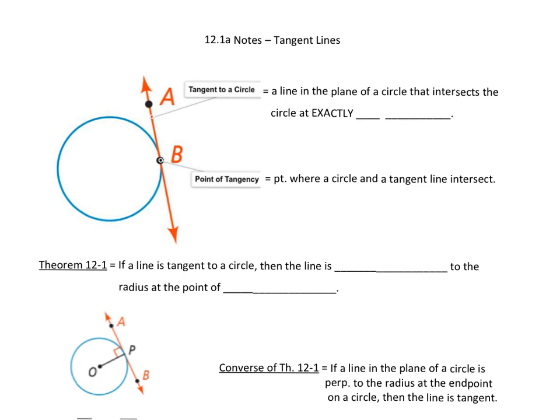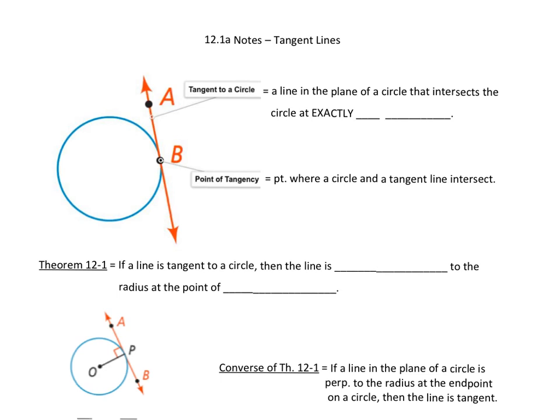This is chapter 12. We're going to be jumping in with 12.1. Chapter 12 has a lot to do with circles. And you're going to see a lot of lines and angles that deal with circles. So central angles and arcs and things like that. So we're going to start with 12.1, which gets broken into two different sections.